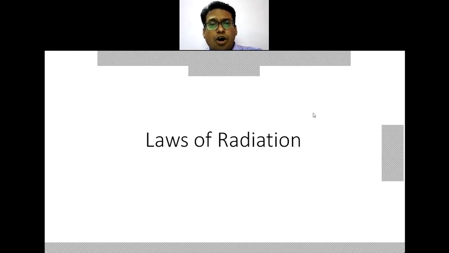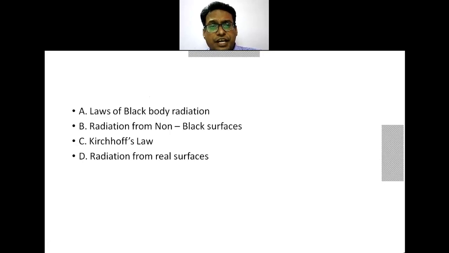Basically, there are different laws for black body radiation. The laws of radiation can be divided into four categories: the laws of black body radiation, radiation from non-black surfaces, Kirchhoff's law, and radiation from real surfaces. But when you talk about laws of radiation, the laws of black body radiation are of more concern, and Kirchhoff's law is also something people tend to focus on.